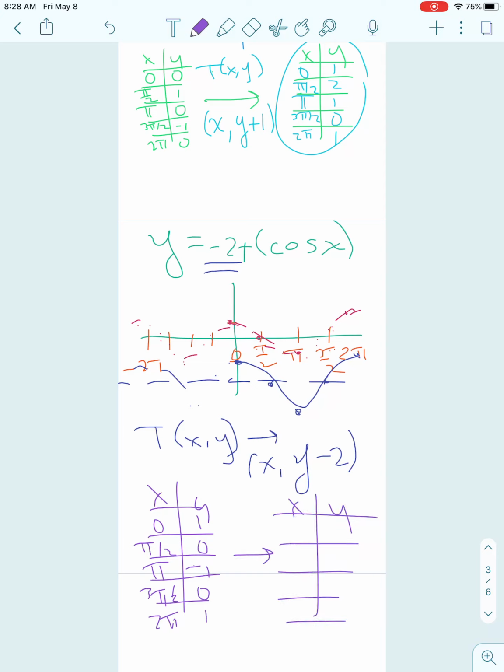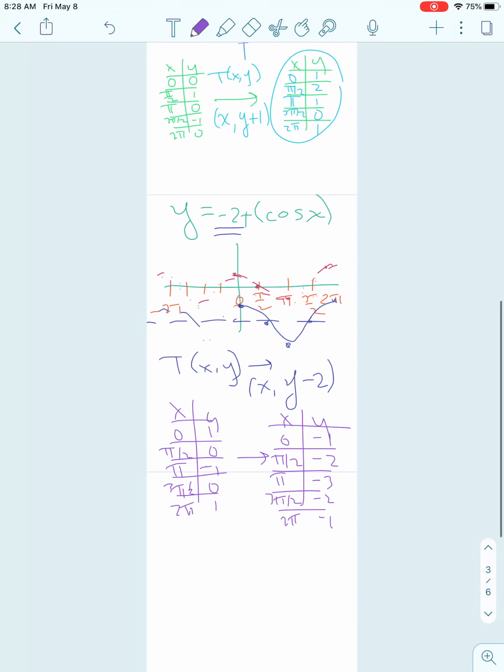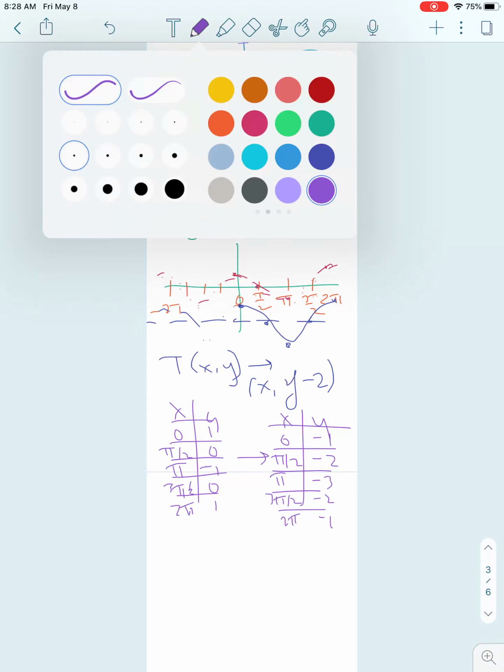My x values don't move. They're 0, pi over 2, pi, 3 pi over 2, and 2 pi. But now all my y values are going to go down to -1, -2, -3, -2, -1. I now have vertically translated a sine and a cosine.